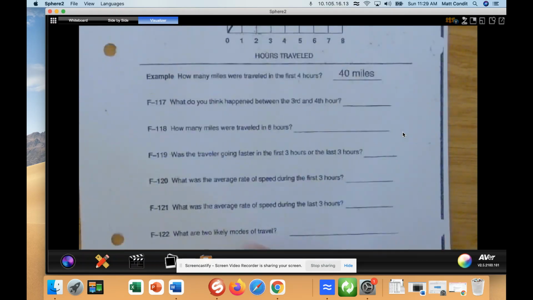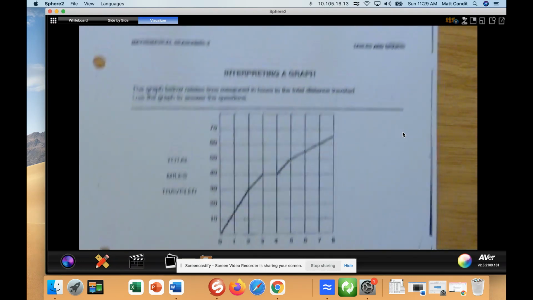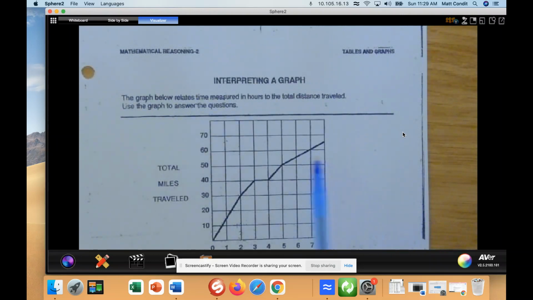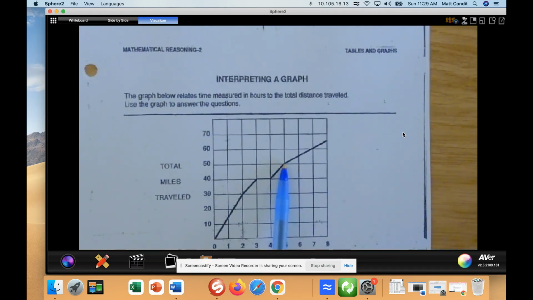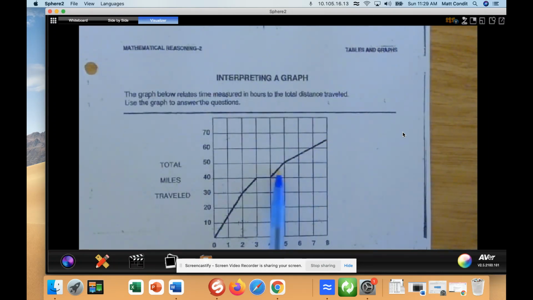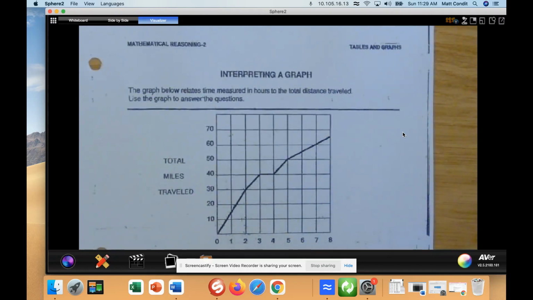It does a similar thing and it says, what was the average rate of speed during the last 3 hours? Well, on that, the last 3 hours were right here. Now, again, the last 3 hours started right there. There's 1 hour, 2 hours, 3 hours, and they started. This is a little trickier than the last one. They started at mile 50 and they ended at mile 65, which means in that 3 hour time, they went 15 miles. So that one's a little trickier just because you're not starting down here at zero.